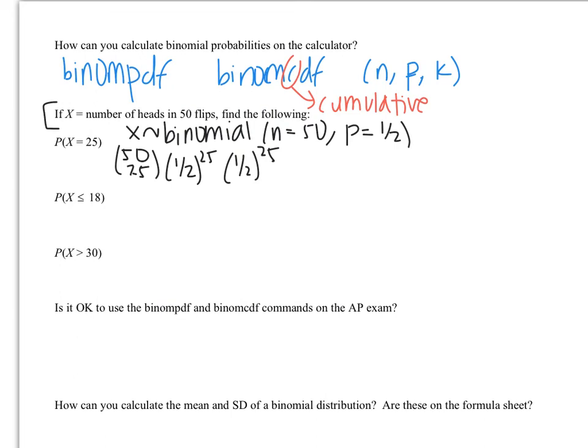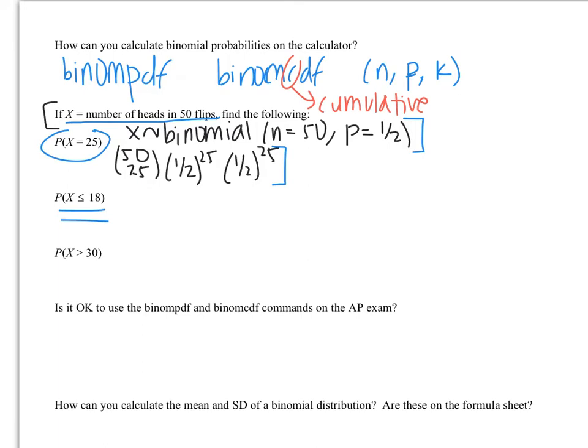So in terms of my expectations, they are the same as they were earlier in the video. You need to define x in terms of the context. You need to define the distribution. You need to show me the formula, and then you can use the calculator. So I always expect to see the formula in a single probability. As soon as it's cumulative, you don't need to show me a formula anymore.